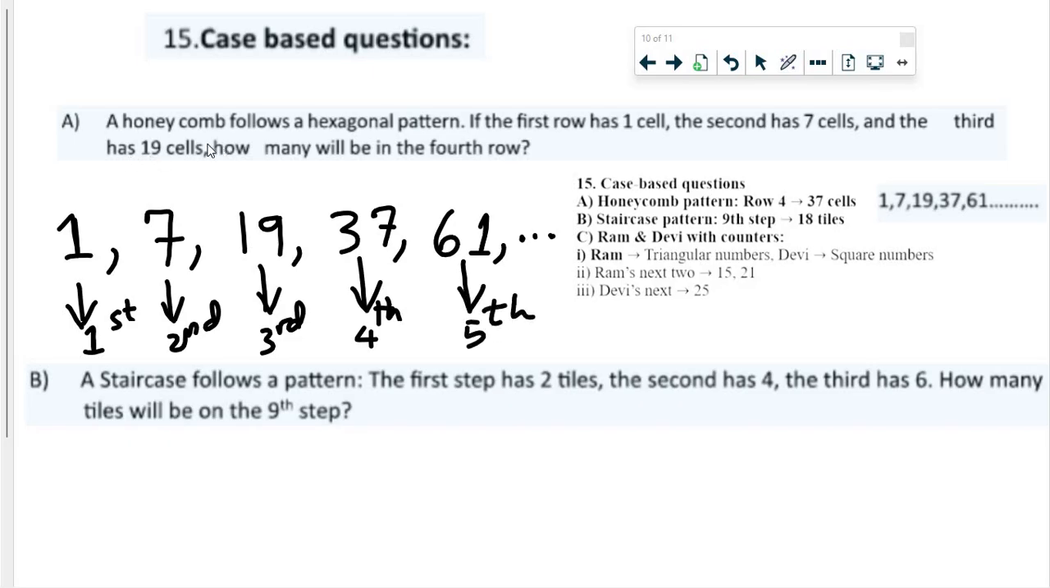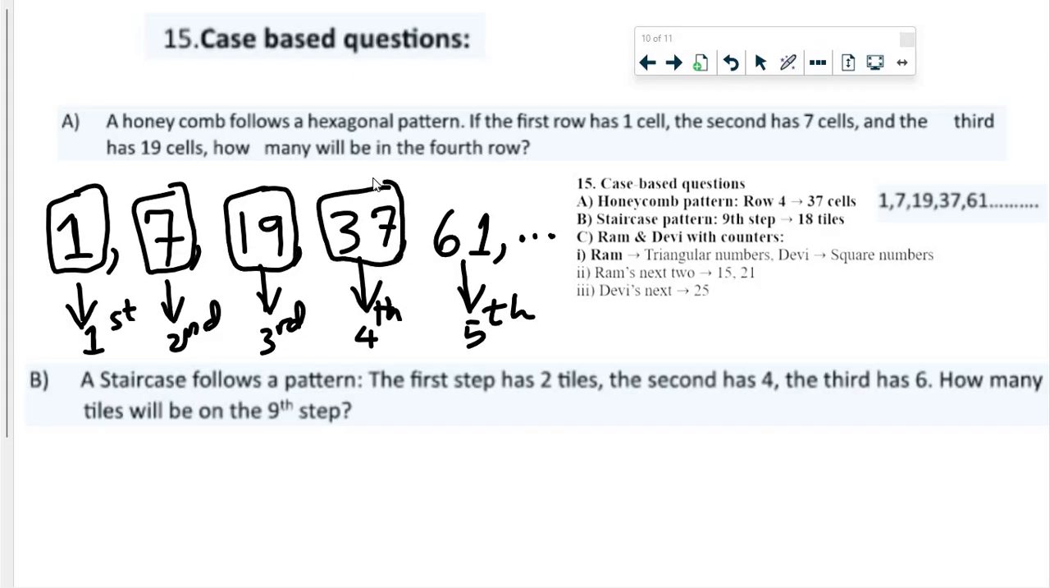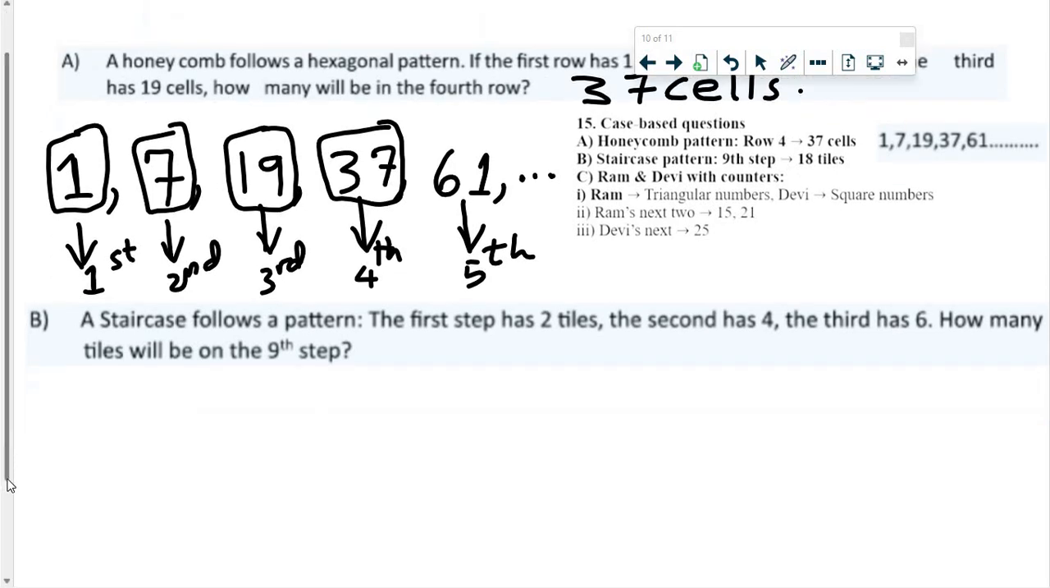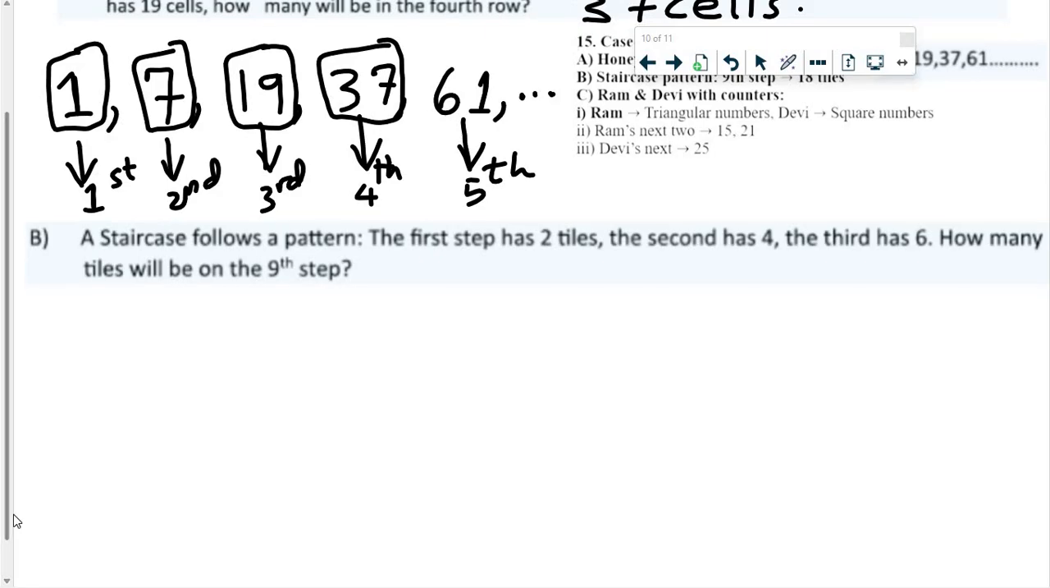So a honeycomb follows a hexagonal pattern. If the first row has 1 cell, the second 7, and the third 19, how many will be in the fourth? The answer will be 37 cells. Okay, so 37 cells. The next question.